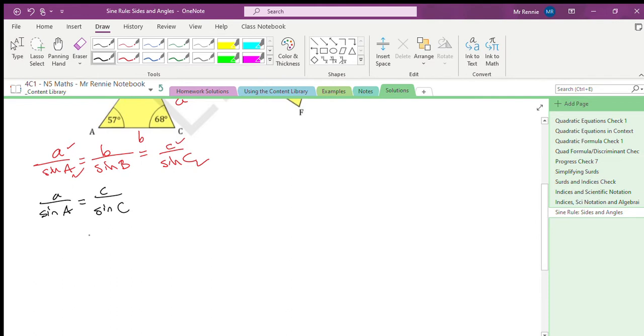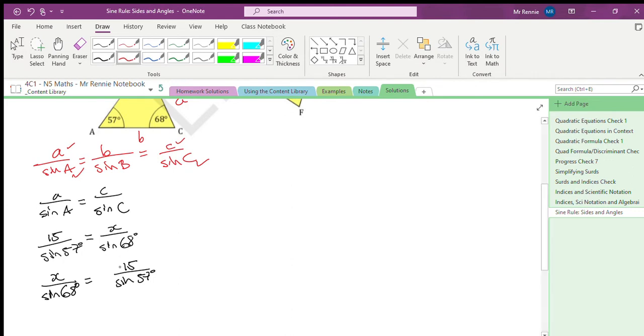So that's me put my ticks in to work out which two parts I'm going to be using. You only ever use two parts of this when you do the sine rule. So a is 15, sine A is sine of 57, and that equals the length of c, which is x for us, over sine 68 degrees. Now I'm going to rewrite this by putting the x part on the left hand side, because that's how we normally like to see our questions: x over sine 68 equals 15 over sine 57 degrees.